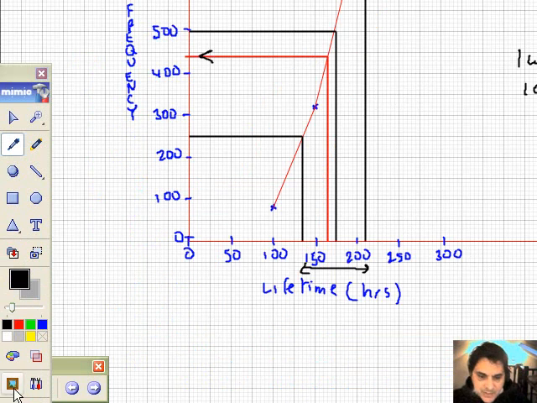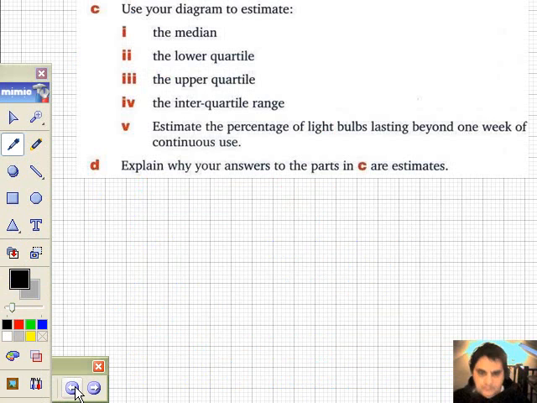Is there anything else to say? Explain why your answers to C are estimates. Very simple. Do this all the time. Why are all these answers estimates? Answer: I've got 1,000 bulbs and we do not know the lifetimes of each individual bulb. All the data is given to us in groups, therefore we can only estimate all these different measures from a graph.